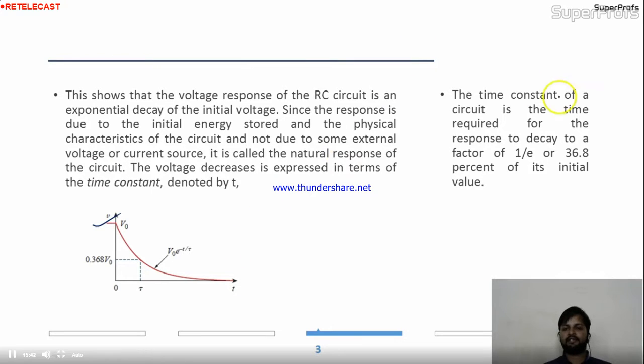Here, the definition of time constant is coming. The time constant of a circuit is the time required for the response to decay to a factor of 1 by e, or 36% of its initial value. What it's saying, see, if the initial value of the voltage is this, after some time, it's coming to 36.8% of the initial value. So the time taken to come to this value is nothing but tau, time constant of the circuit.